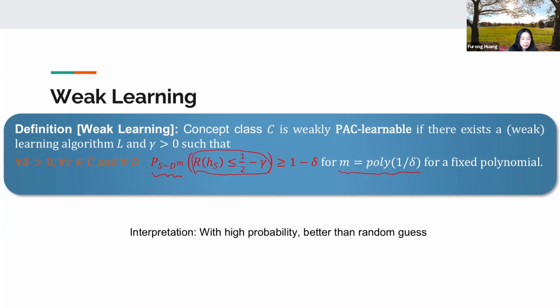So how can we digest this? First of all, we can see this is about a concept class. It's a property of the concept class. It means that this concept class is weakly learnable, so we can always find such hypotheses so that, with high probability, the true error of these hypotheses is going to be smaller than something a little bit smaller than half. So it is still better than random guess, basically.